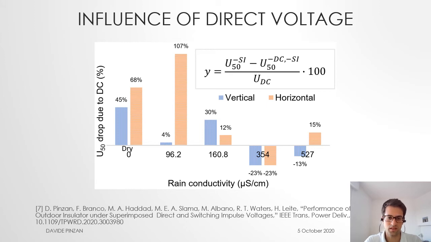To check what's the difference between the switching impulse only performance and the superimposition performance, this chart was computed. It's possible to see that in the majority of cases, the superimposition has a negative influence on the performance of the insulator. And this is particularly clear for the two dry cases and the first wet case.